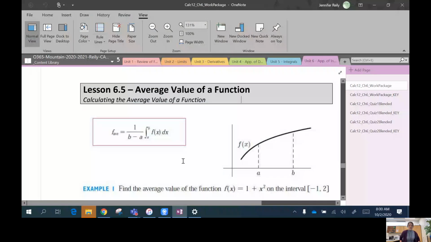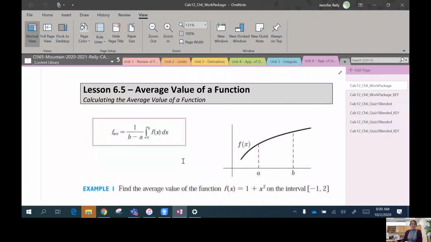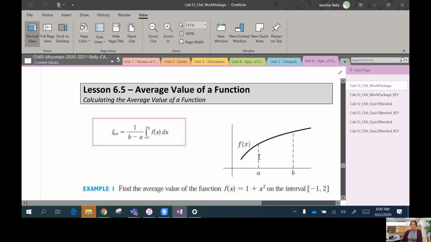Everyone, this is a video to go over lesson 6.5 on the average value of a function. So this is our last lesson where we talk about an application of integrals. Given a curve, let's say looking at this curve f of x drawn here, what is the average y value of this function?